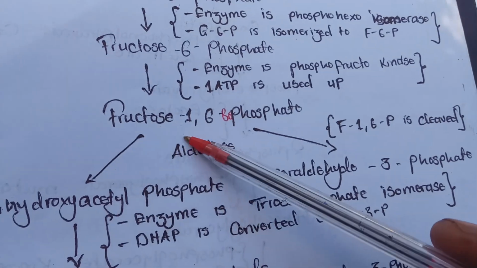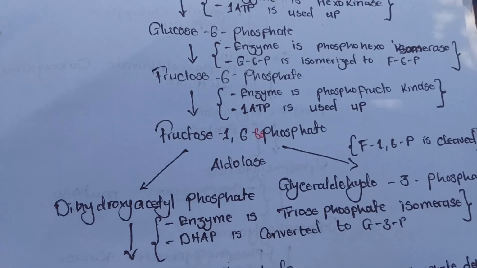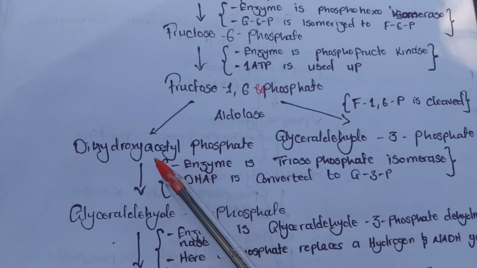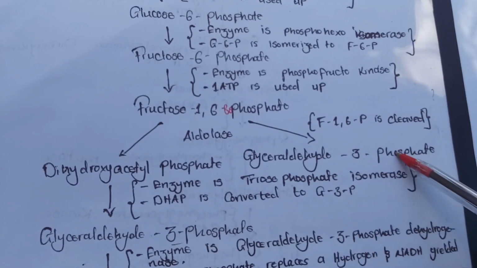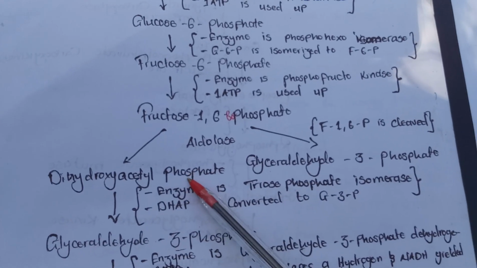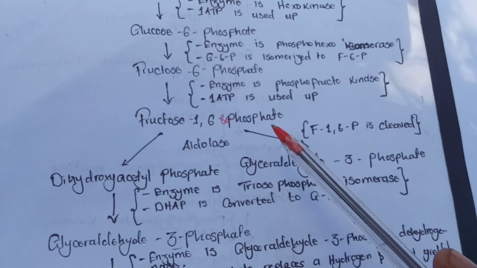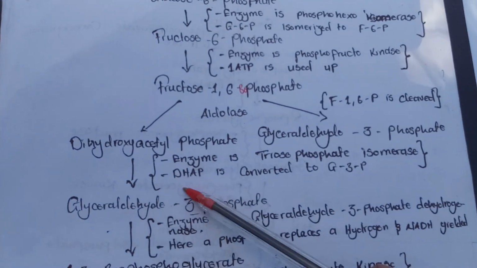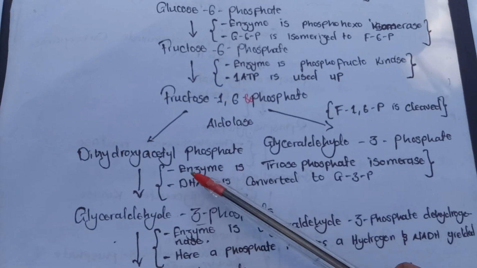Then step 4 involves conversion of fructose 1,6 bisphosphate into 2 sugar molecules. In this case, it is converted into dihydroxyacetone phosphate and glyceraldehyde 3-phosphate. This guy is a ketone compound, and this guy is an aldehyde compound, and the enzyme that is involved here is simply the aldolase enzyme.